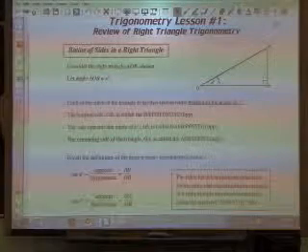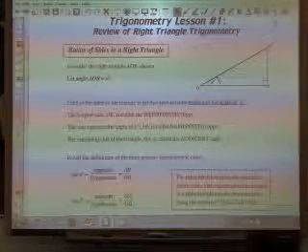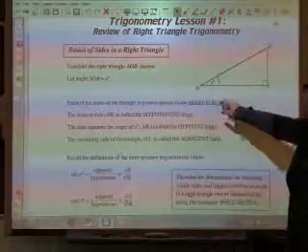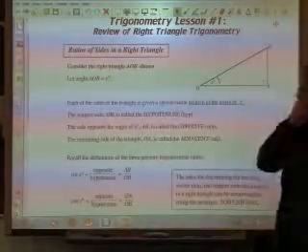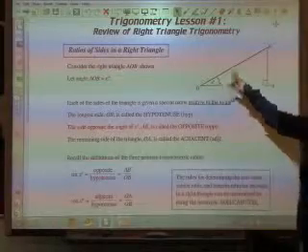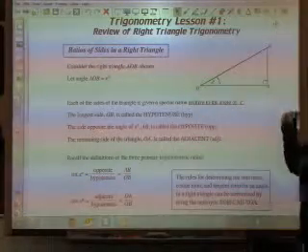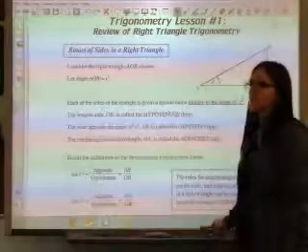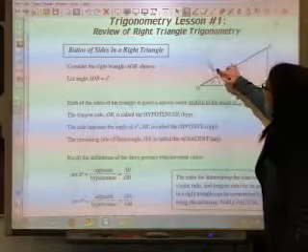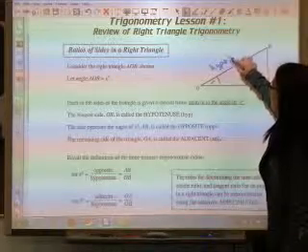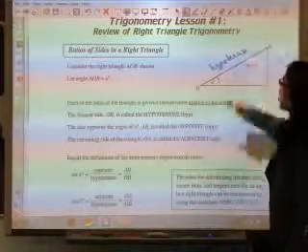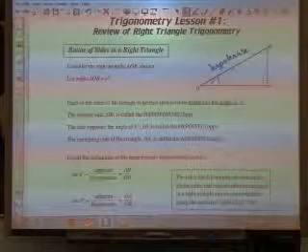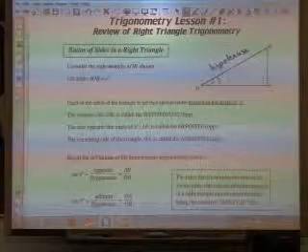So Chapter 4, Lesson 1 starts with a review of right triangle trigonometry. If I have a right triangle and this is my angle x, the three sides of the triangle I can name relative to that angle x. The longest side I can label the hypotenuse, and it is standard no matter where my angle x is. The hypotenuse is always the longest side of the triangle.